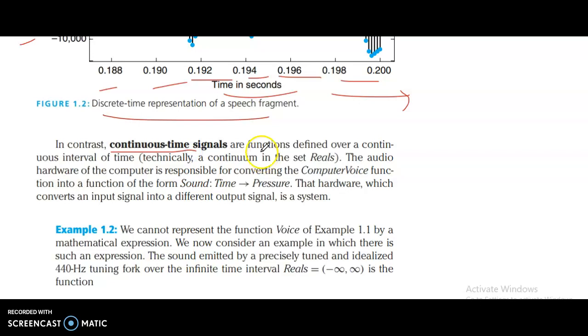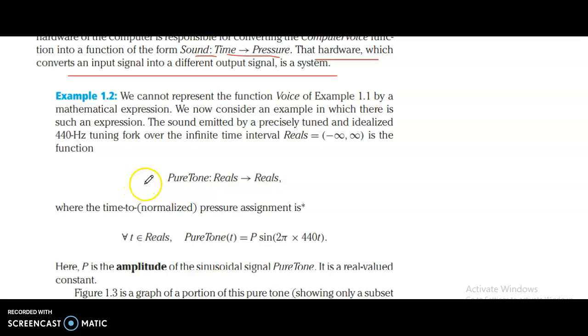Continuous time signals are functions defined over a continuous interval of time, technically a continuum in the set of reals. The audio hardware of the computer is responsible for converting the computer voice function into a function of sound, from time to pressure. The hardware which converts an input signal into a different output signal is a system. Here, pure tone.